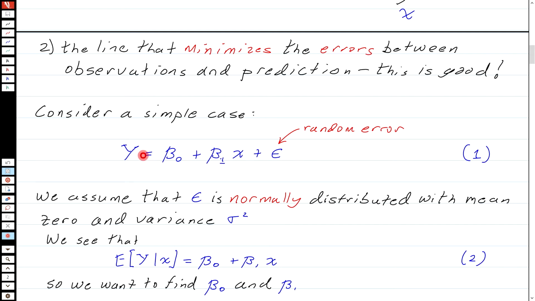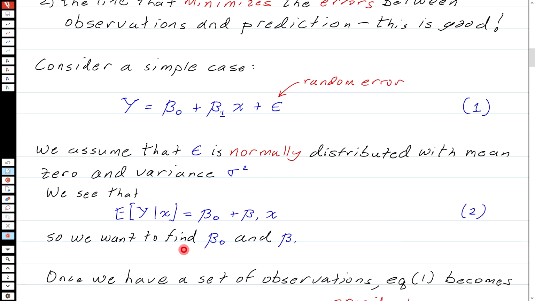So the expected value of y, given x, is just beta naught plus beta 1 x. And so basically our line of best fit is the expected value, or the mean, of y as a function of x. And so our task here is to find beta naught and beta 1.